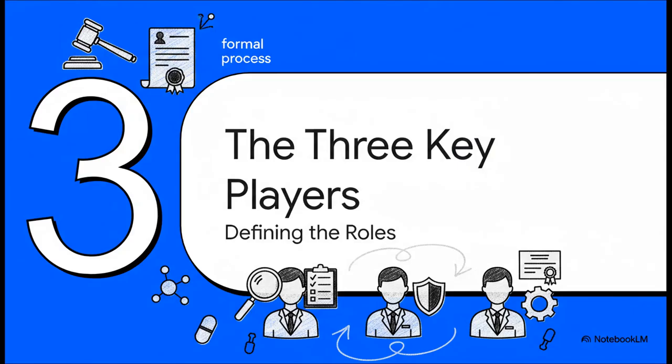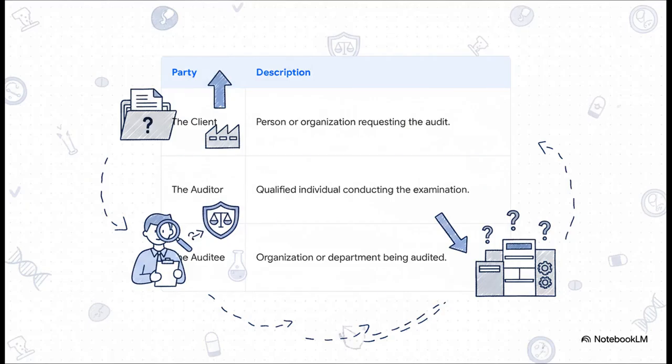Okay, so an audit is a formal process, not just some casual walk around. And that formality is defined by 3 very distinct roles. So let's take a look at who's actually involved in this dance. It's actually pretty simple when you break it down. First, you have the client. That's the person or the company that's asking for the audit to happen.